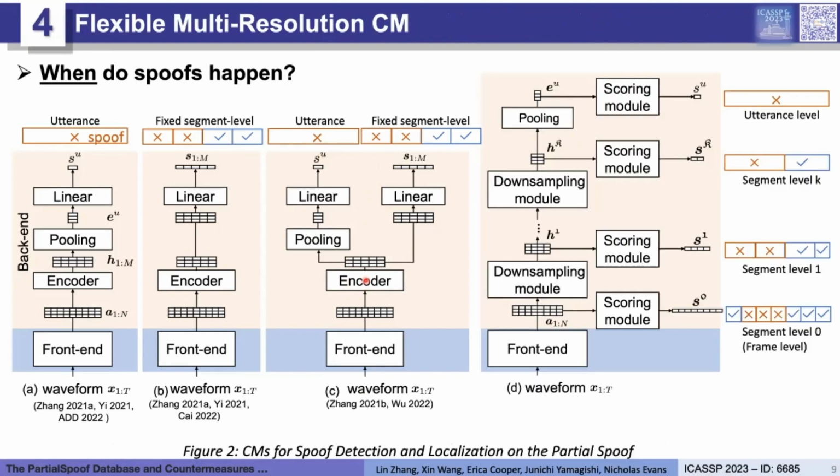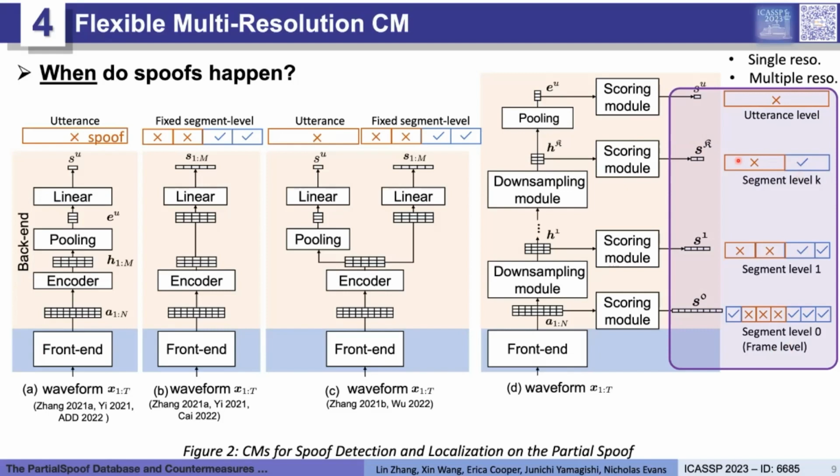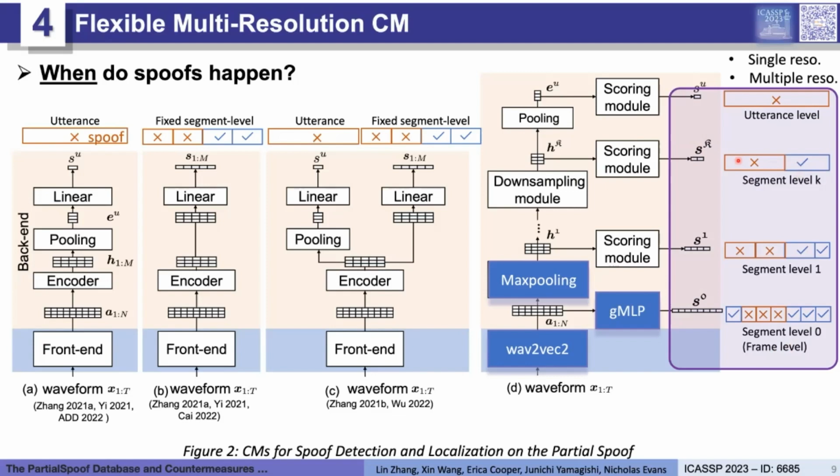Thus, we proposed this new multi-resolution countermeasure, which includes different branches for several different resolutions. It can range from frame level, for example 20 milliseconds, up to the utterance level. When we train the model, we can use only one branch for a single resolution, or all the branches for multiple resolutions. Meanwhile, we also introduced advanced architectures here, Wav2Vec2 and gMLP.